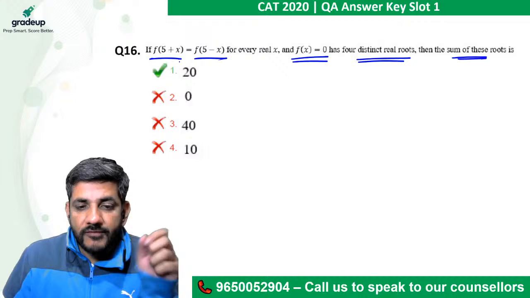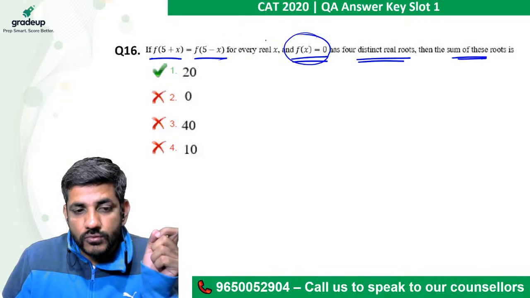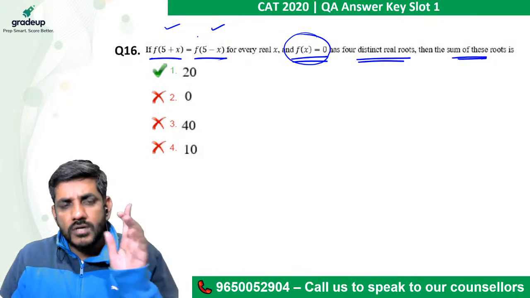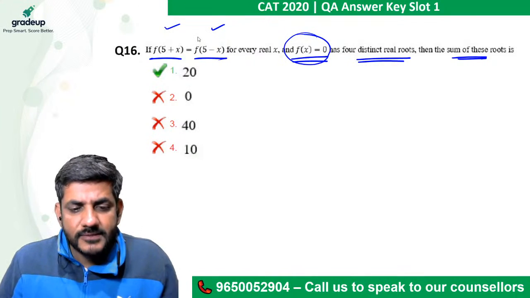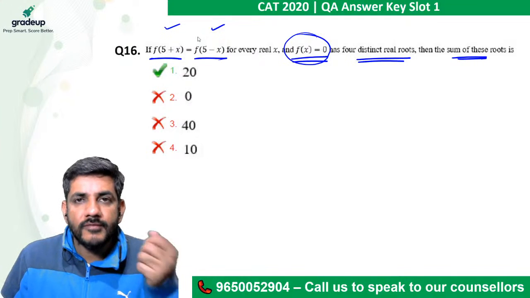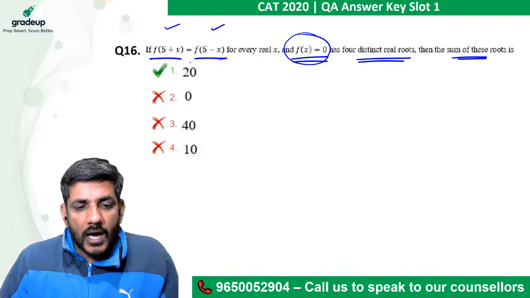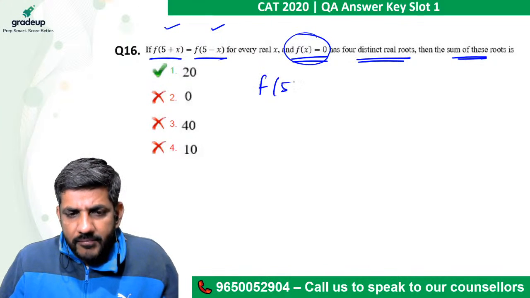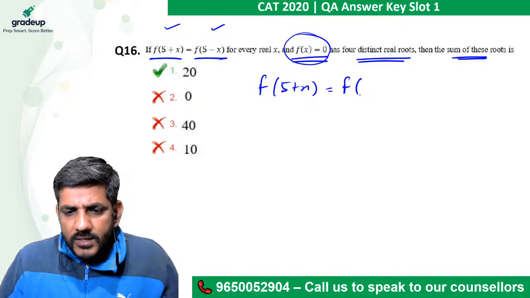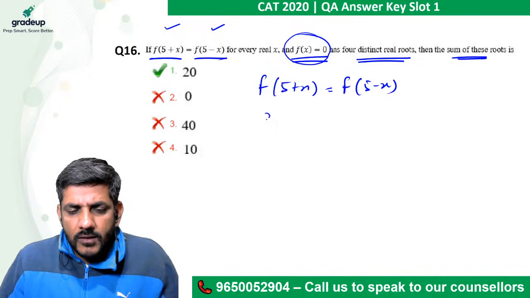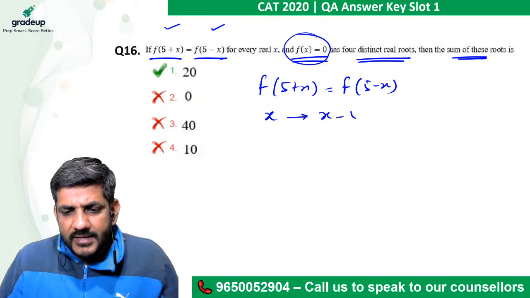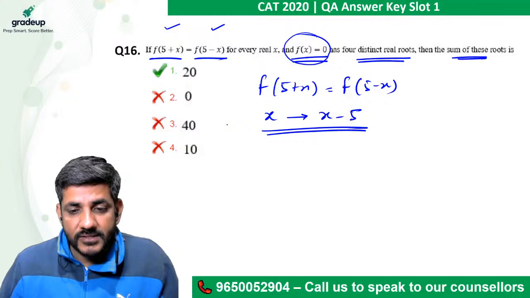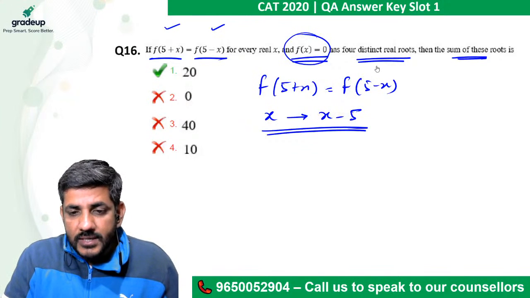Now when I say f of x is equal to 0 has 4 roots, but the functions are like 5 plus x, 5 minus x, I would try to make them as f of x, right? I try to make them f of x. So how can I make any one of these as x? So I have f of 5 plus x is equal to f of 5 minus x. What if I replace x with x minus 5? I am replacing x with x minus 5, right? So just try to replace it now.